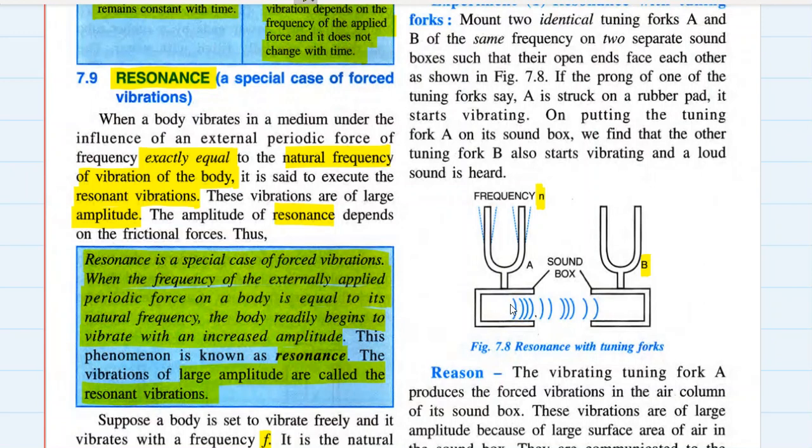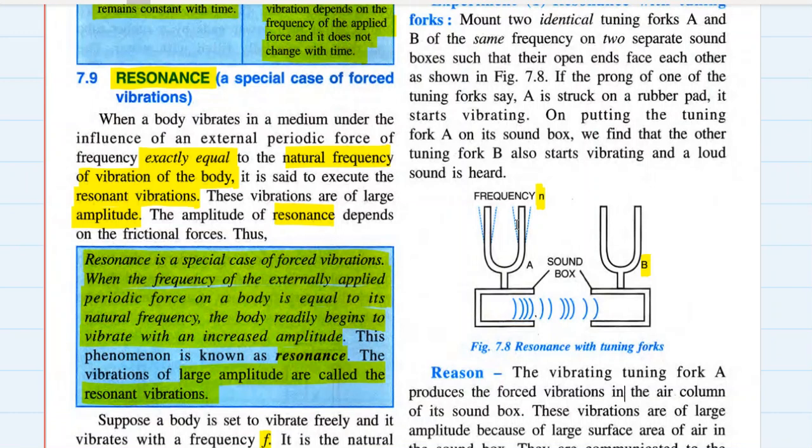And this vibrating air will pass on this vibration to the air which is there in the second sound box, which also starts vibrating with the same frequency as the frequency of the tuning fork. Matlab yahan pe forced vibration, ya fir hum bol sakte hai ki periodic force kaun exert kar raha hai? The vibrating tuning fork A.